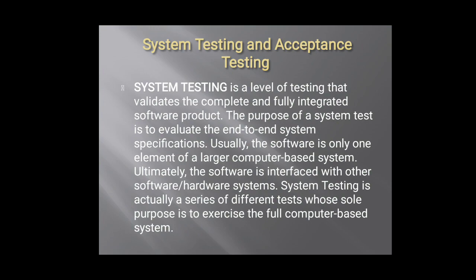The next is system testing and acceptance testing. System testing is a level of testing that validates the complete and fully integrated software product. Now this is very important. Once my whole software is developed, only after that do I check whether the whole product is ready to go into the user's hands or not.